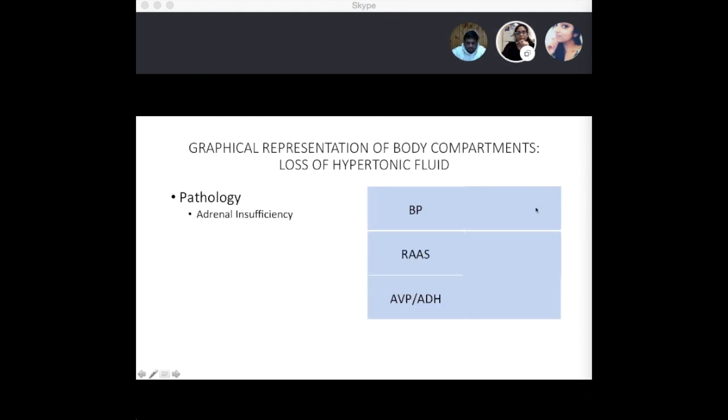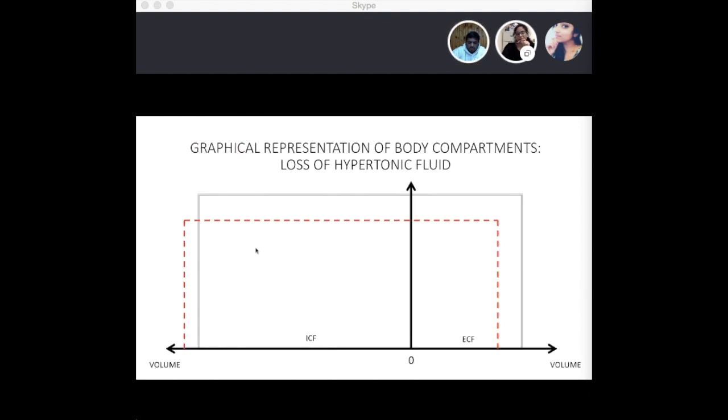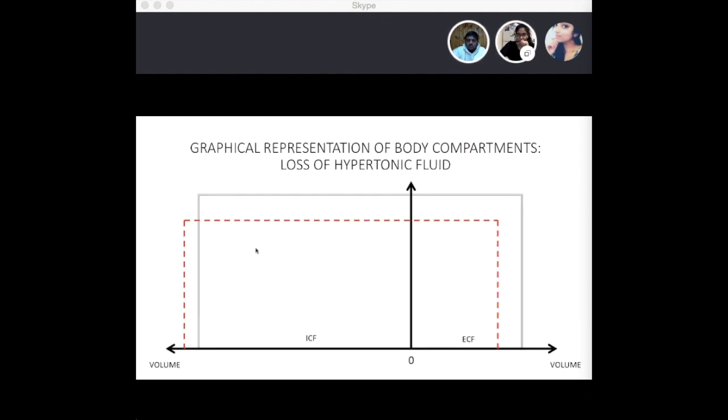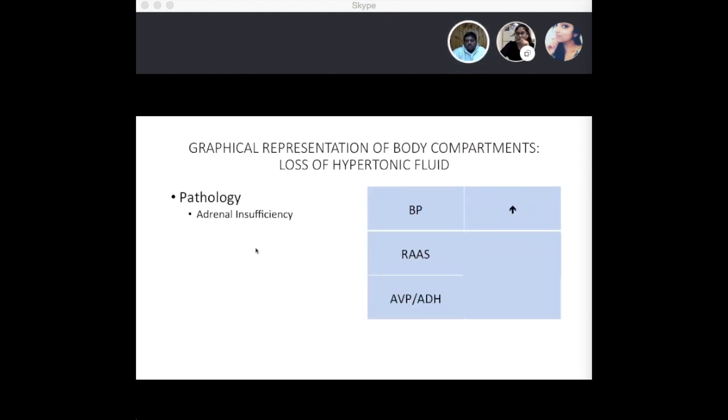And so the only thing that you can really consider in that one is a pathology, and that would be adrenal insufficiency. So a lack of mineralocorticoids like aldosterone. So there's excess loss of sodium. So our blood pressure is decreased. Yep, decreased, and RAS would be? Why is the blood pressure increased here? Oh, sorry, it's supposed to be decreased. My bad. Ignore the arrow. It's supposed to be decreased.